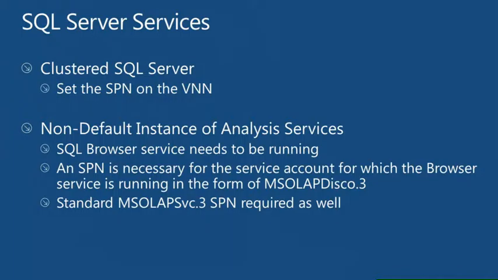If you are running a non-default instance of Analysis Services, you need to be running the Browser service. And there's a special way that you actually get to those Analysis Services. You need an SPN on the Browser service as well. And then you need to delegate to the Browser service to find out which Analysis Services to connect to and then go back. It's a round trip, but you need to use the MSOLAPDisco.3 SPN.